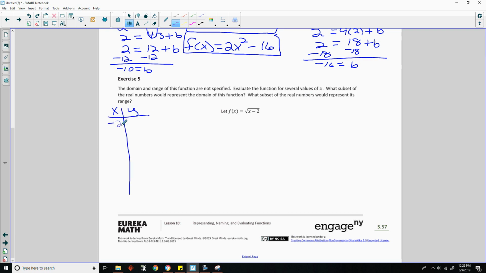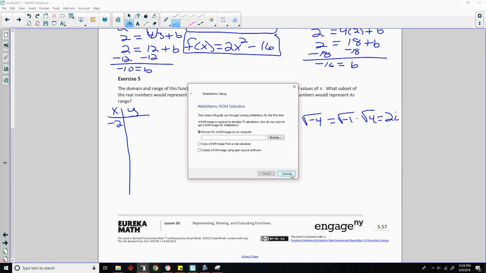Let's start at negative 2. If I plug in a negative 2, that means f of negative 2 equals the square root of negative 2 minus 2. Well, that equals the square root of negative 4, and the square root of negative 4 equals the square root of negative 1 times the square root of 4. And the square root of 4 is 2, and the square root of negative 1 is i. And you're like, what? Okay, well, if I go into my calculator, let me just show you something.